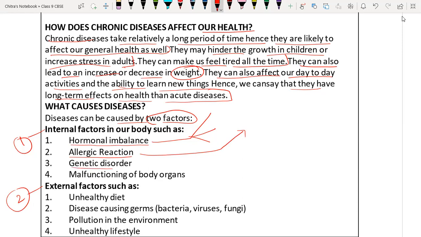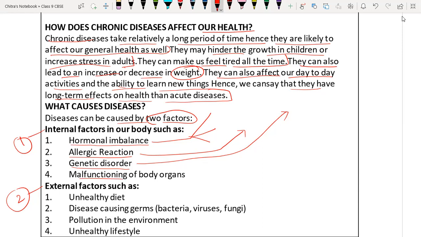Then genetic disorder. Most of the time diseases are transmitted from one generation to the next, like night blindness, color blindness, albinism. Most of these diseases are transmitted from one generation to the next. Sickle cell anemia, all these are genetically transmitted diseases, and they last a very long period of time in the person's body, generally till the death of the patient.